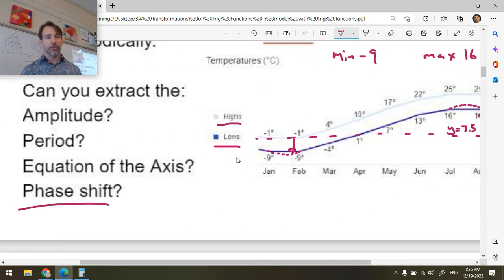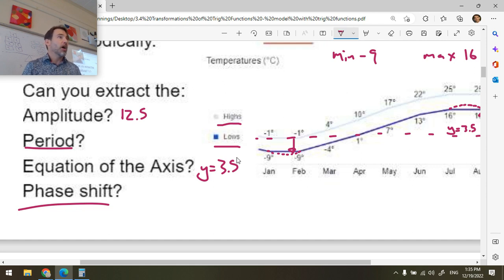The amplitude is 12.5. The equation of the axis, y equals 3.5. What's the period here? 12 months. Good. So we don't need to calculate. We don't need to look for patterns. We just know that our data has to fit that model, has to be 12 months.